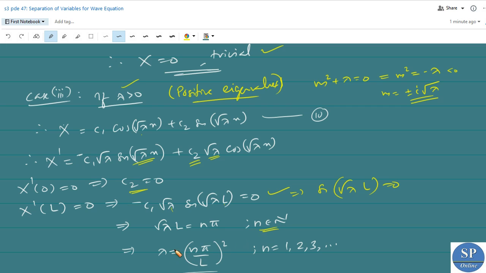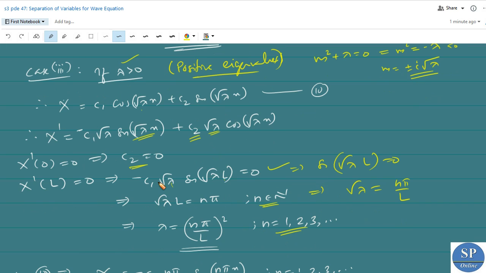So from this we get √λ = nπ/L, and therefore λ = (nπ/L)², for n = 1, 2, 3, etc. The solution is non-trivial only if λ = (nπ/L)². That means these values of lambda are eigenvalues. These are isolated eigenvalues. For n = 1 we have π²/L², for n = 2 we have 4π²/L², etc. So for n = 1, 2, 3, etc. we have a sequence of eigenvalues λ = (nπ/L)².